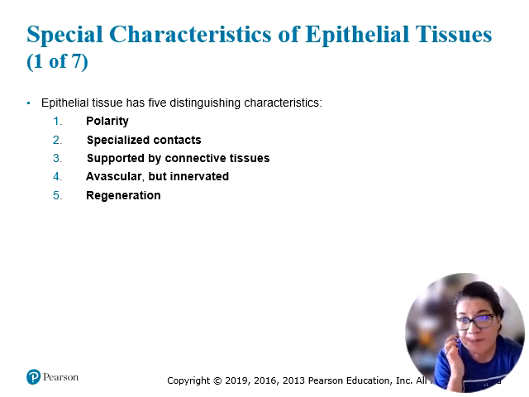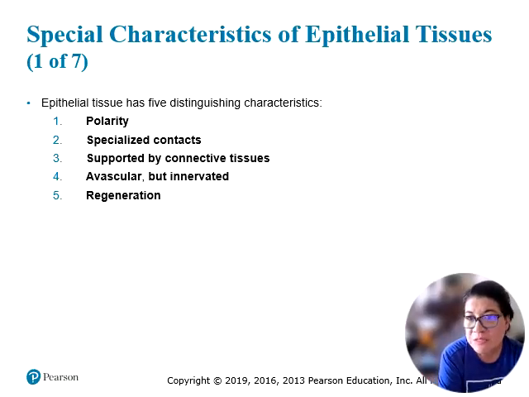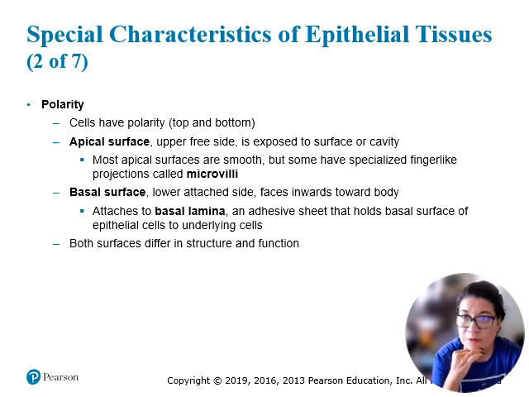It has polarity. It has specialized contacts that can sense things. It's supported by connective tissue, so there's going to be a basement layer that transitions into connective tissue. It's avascular, so it doesn't have blood vessels, but it is innervated, meaning it has nerves, and then it can regenerate really easily, the easiest out of all 4.